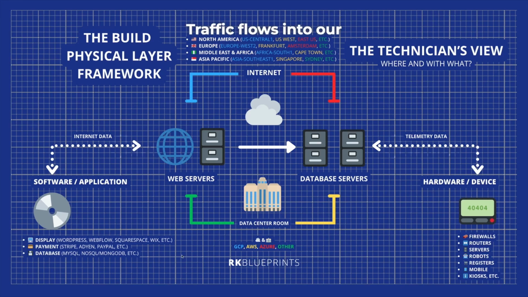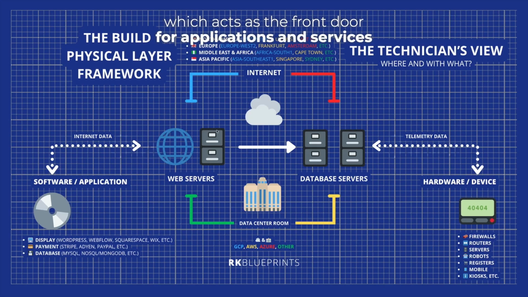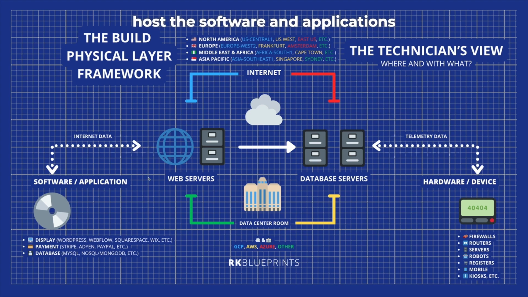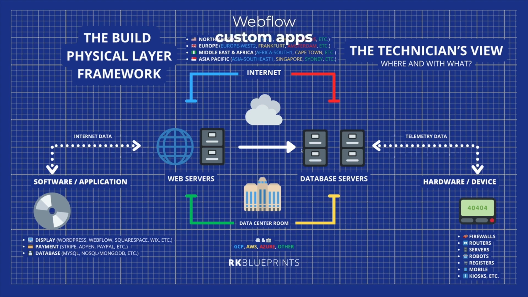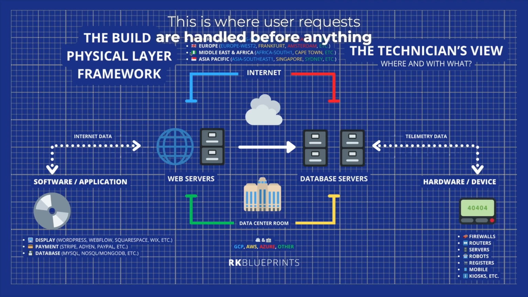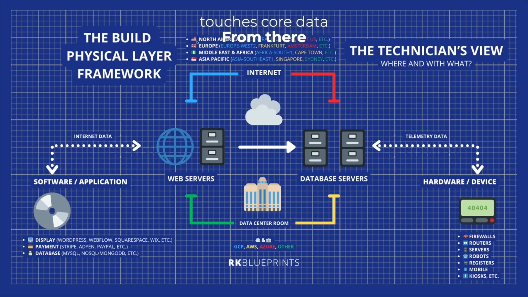Traffic flows into our web servers, which act as the front door for applications and services. These web servers host the software and applications, things like WordPress, Webflow, custom apps, and payment systems like Stripe or PayPal. This is where user requests are handled before anything touches core data. From there, requests move to database servers, where structured and unstructured data lives. This includes SQL databases, NoSQL systems, and enterprise data stores that power the business.